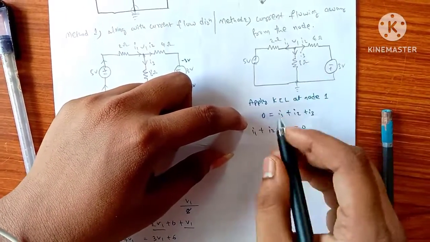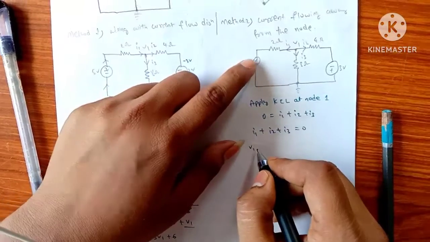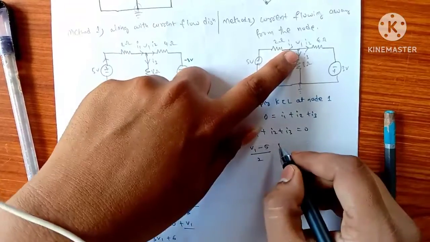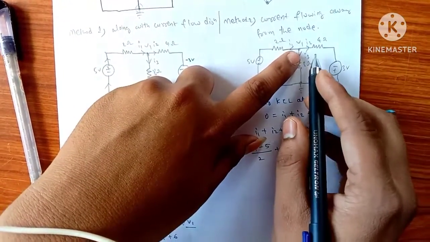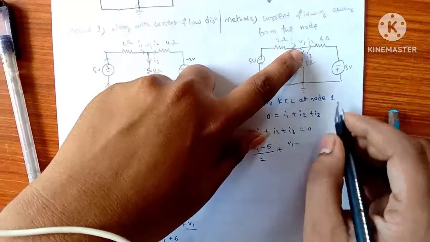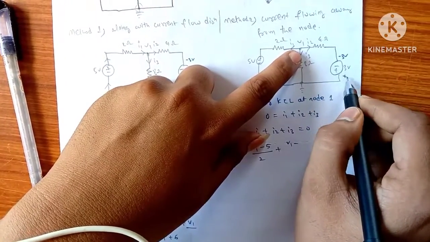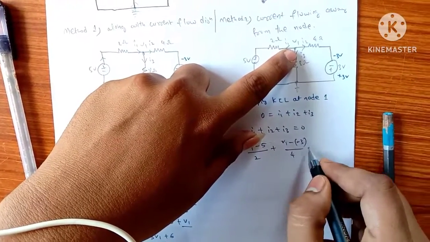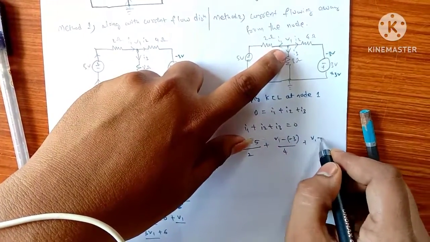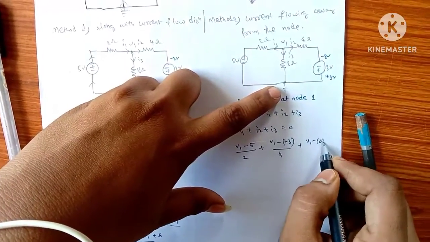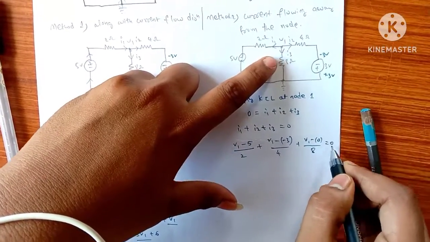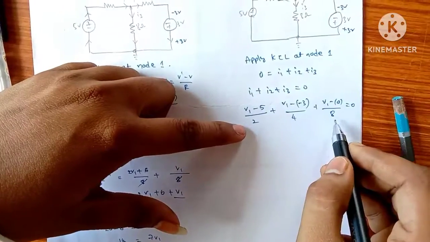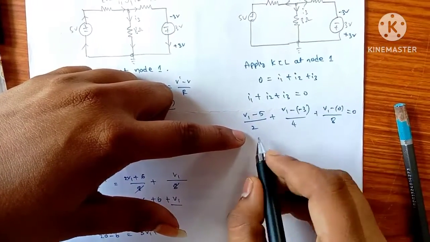What is I1? I1 equals (V1 minus 5) by 2 ohms plus I2. I2 equals (V1 minus of minus 3 volts, plus 3 volts) by 4 ohms plus (V1 minus ground voltage, which is 0) by 8, equal to 0. Here if we take a common denominator, we get 8 as the LCM.